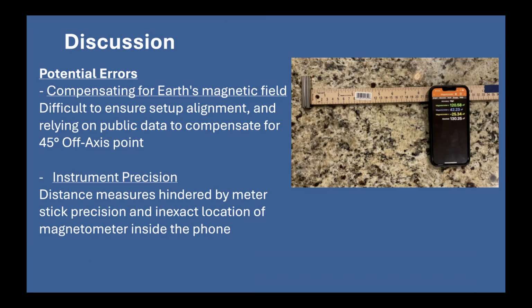Discussion. This experiment had several potential points of error, primarily associated with compensating for the Earth's magnetic field, as seen in the discrepancy between the 45-degree off-axis in the model and experimental measures. Moreover, the setup was also difficult to secure in the east-west direction. Lastly, the distance between measurements could have been hindered by the position of the meter stick, as well as the exact location of the magnetometer since it was inside of the phone.